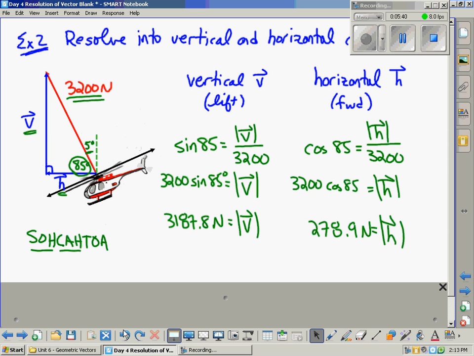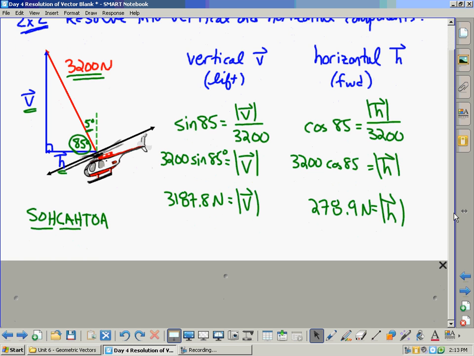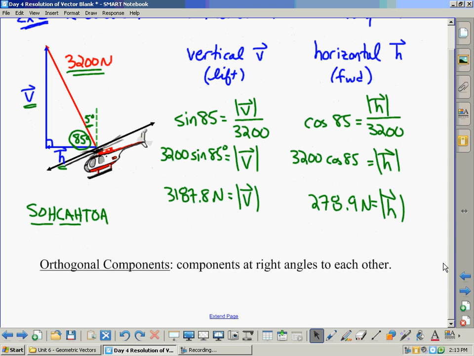The nice part about finding horizontal and vertical components is that they are 90 degrees to each other. We have a name for that. They're called orthogonal components. Remember that word orthogonal? It'll come up for the next couple of units. Orthogonal components are components that are right angles to each other.